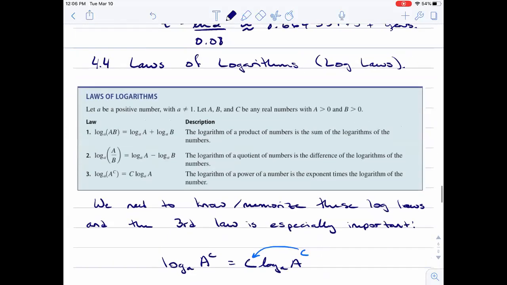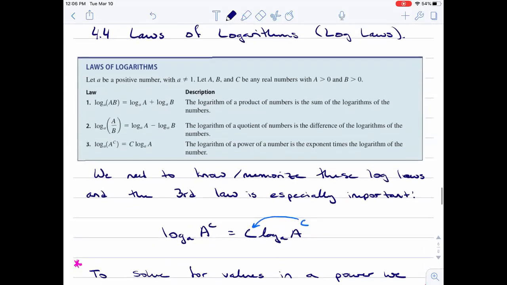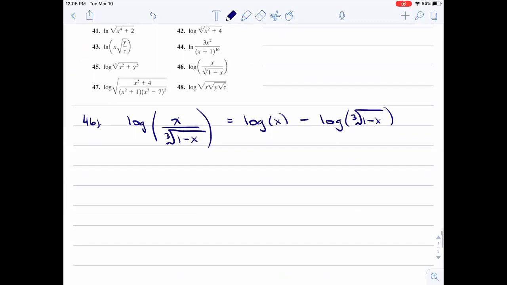And let's see here, that's log law number 2. I'll put it over here. Which rule? That's not something that you have to do. I just want to kind of highlight which rule I've used at each step.